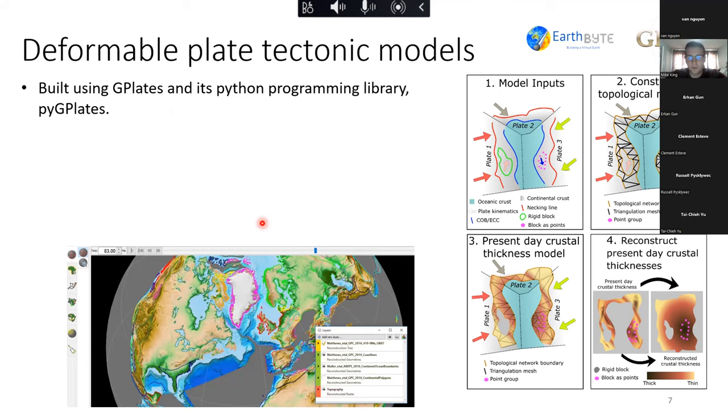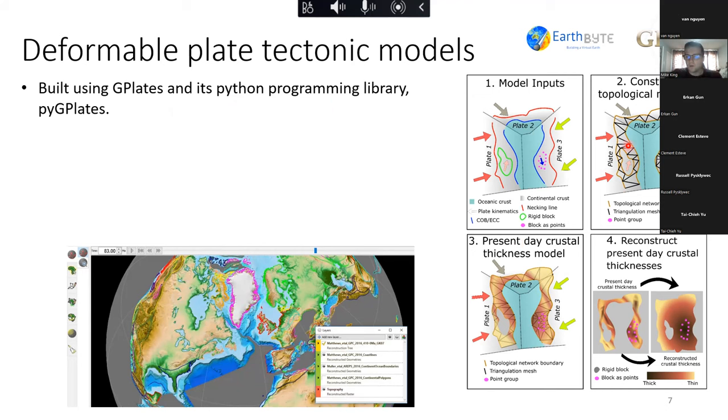So an example of a rigid plate model is shown on the bottom of my slide right here. Basically, this is a reconstruction of the Atlantic back to 83 million years ago with some topography data laid over it. And to explain these deformable plate tectonic models in a bit more detail, I'm going to refer your attention to the figure on the right-hand side here.